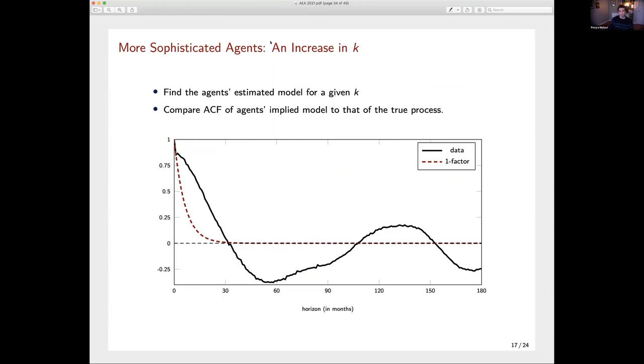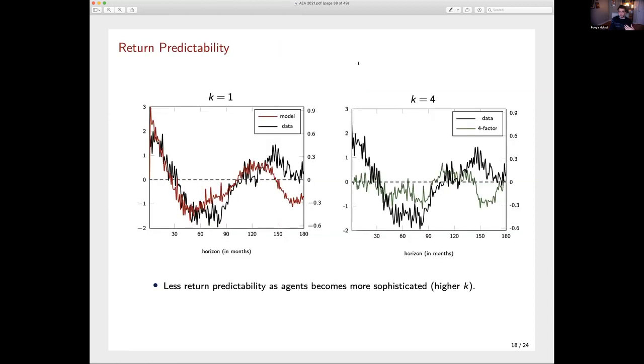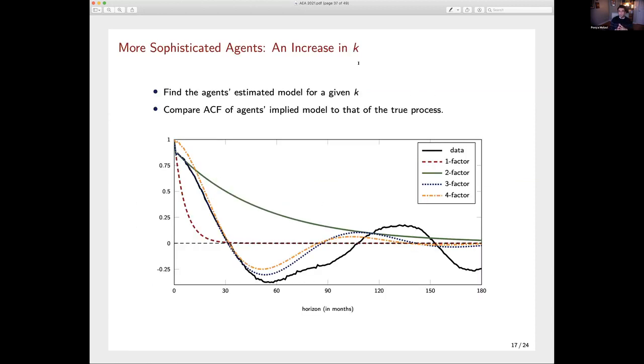autocorrelation function of the agent's implied model and compare that to the true model. The black line here is what we see in the data. This is the ACF of the interest rate differential. As we increase the number of factors in the AGS model to 2, 3, and 4, we see that the agents fit the ACF that we see in the data better and better. So we should expect to see less return predictability in asset prices.